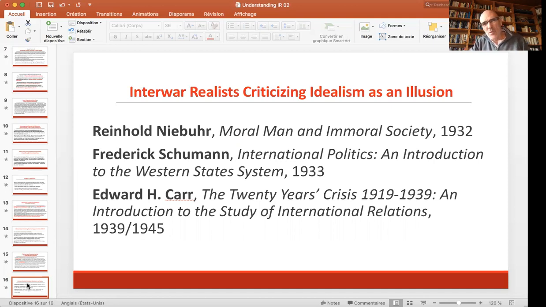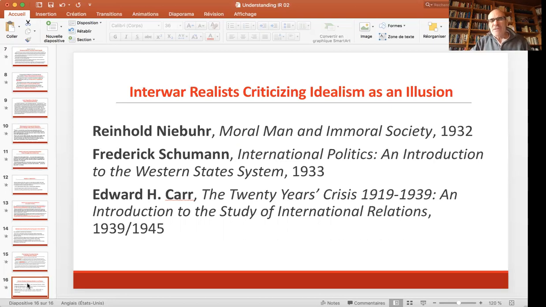This idea will be put forward during the 30s, notably by the American theologian Reinhold Niebuhr of German origin, in a book called Moral Man and Immoral Society, by another American political scientist, Frederick Schuman, in a book published in 1933, International Politics, an Introduction to the Western State System, and above all, by the British historian Edward Carr, who published in 1939, some weeks before World War II broke out, a book called The Twenty Years' Crisis, 1919-1939, the subtitle, An Introduction to the Study of International Relations.